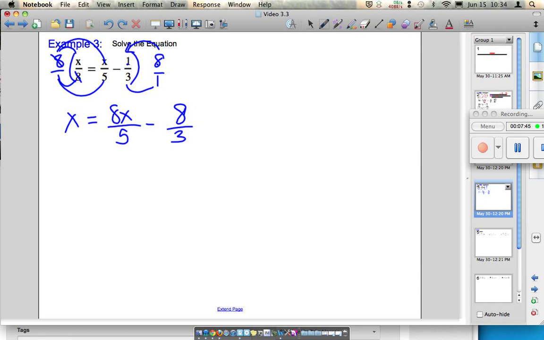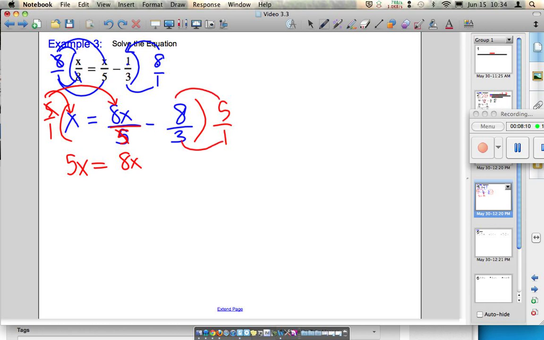So now I'm going to get rid of the 5 by multiplying everything by 5. So I'm going to multiply this first one by 5 and get 5x. The second one by 5, remember the 5 on top and the 5 on bottom would cancel, so I'd be left with 8 times 8x over 1, which is just 8x. And then this next one, 5 times 8, 3 times 1. I'm going to be left with 40 over 3. So 3 is still down there.